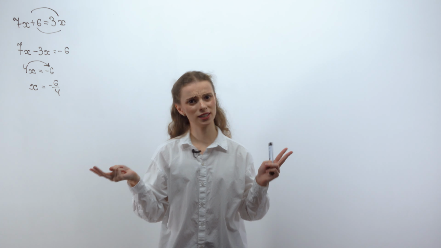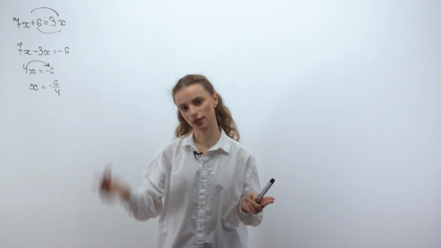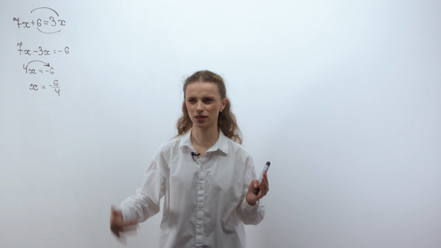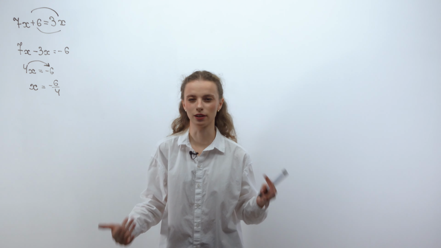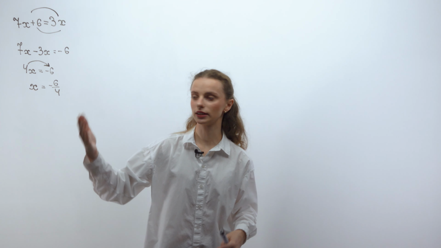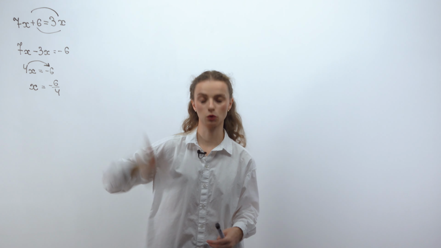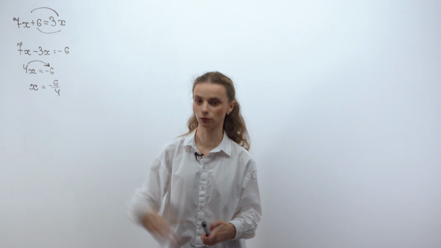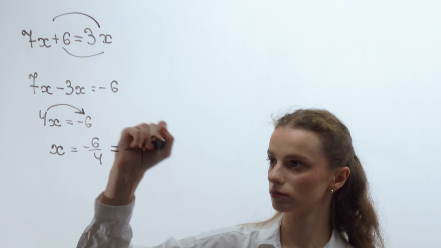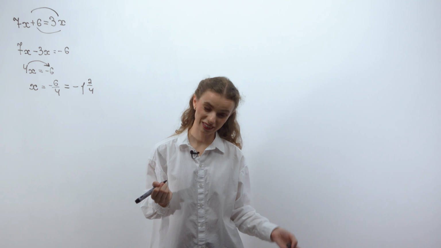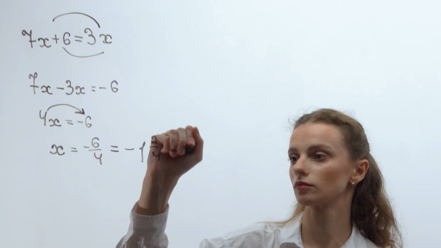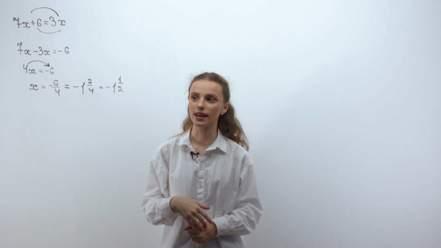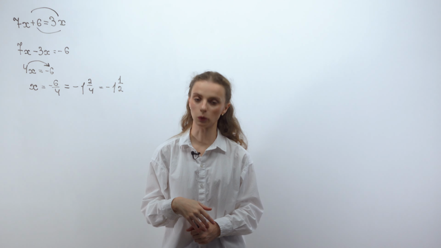We can be done. Technically, we are done. We have our answer. However, it is not that acceptable. It is not that nice to leave it as an improper fraction. We need to convert it into a mixed fraction, and we have negative 1, 2 over 4. And we're not done yet because we can simplify it a little bit further. The final answer is going to be negative 1 and 1/2.